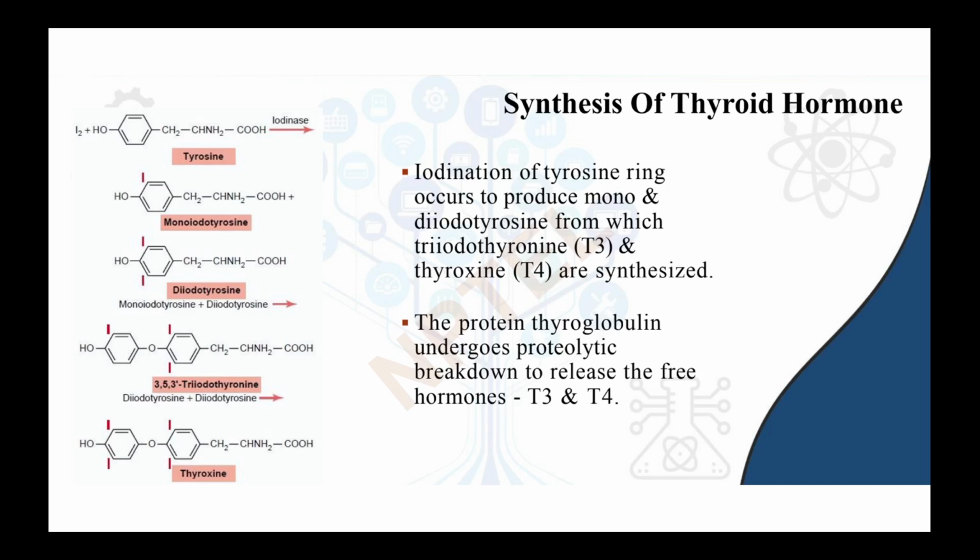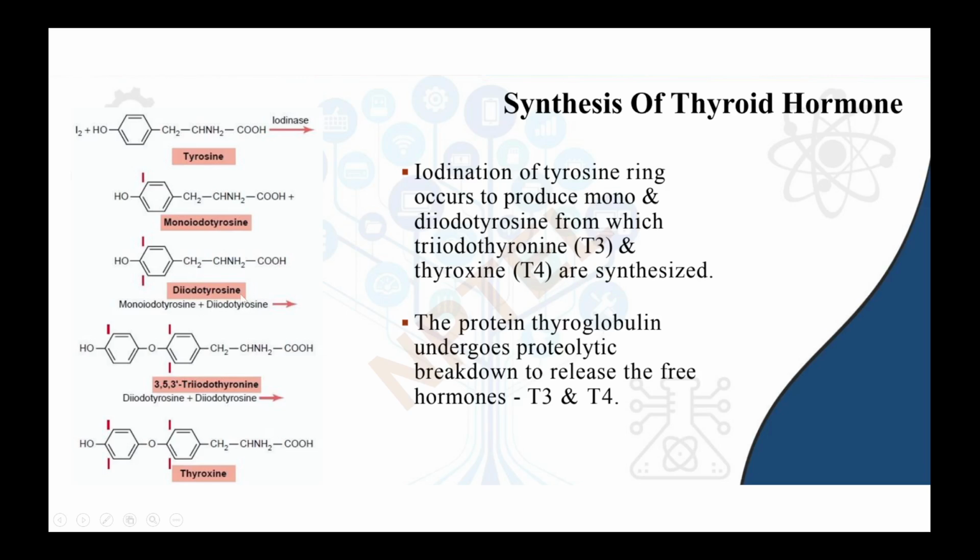The protein thyroglobulin undergoes proteolytic breakdown to release the free T3 and T4. So there's a protein thyroglobulin. The tyrosine residues in this protein are iodinated. The phenyl ring of the tyrosine is actually iodinated. So one iodine is attached to this tyrosine to form monoiodotyrosine. Two iodines are attached to this tyrosine to form diiodotyrosine.